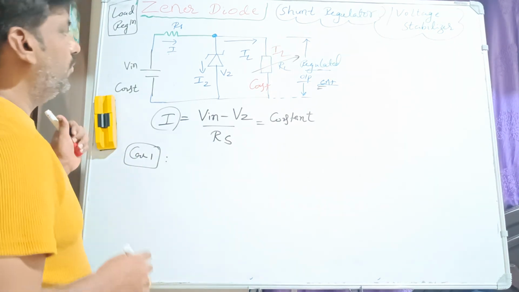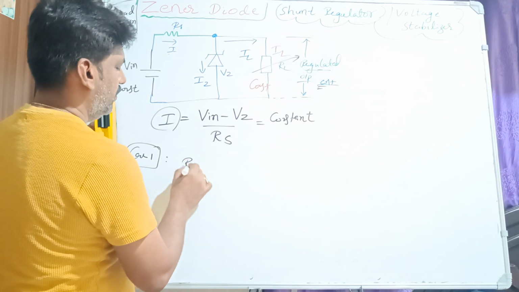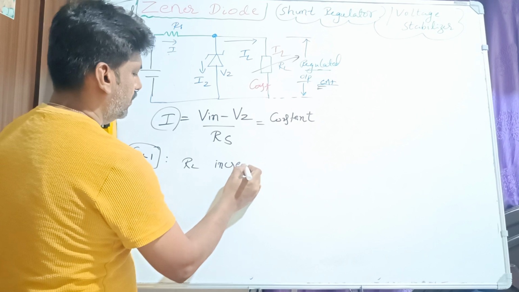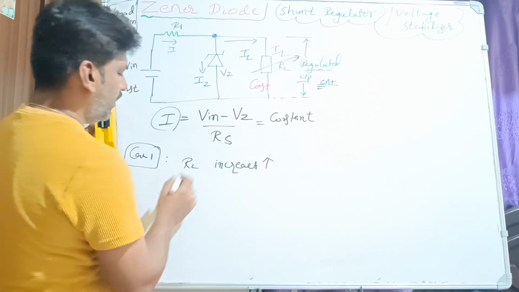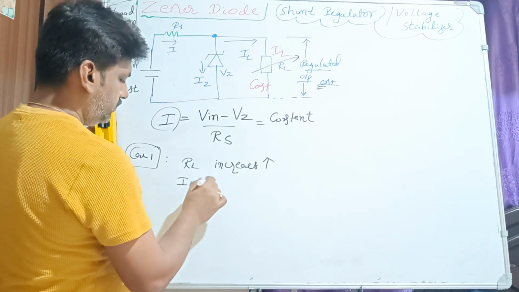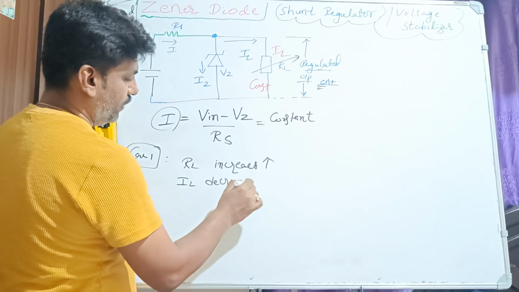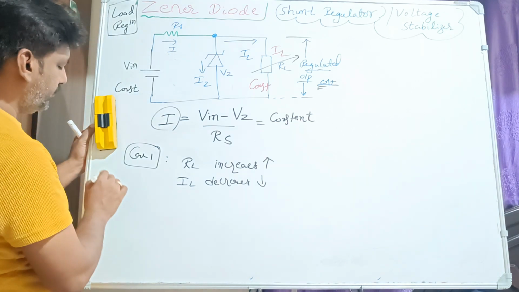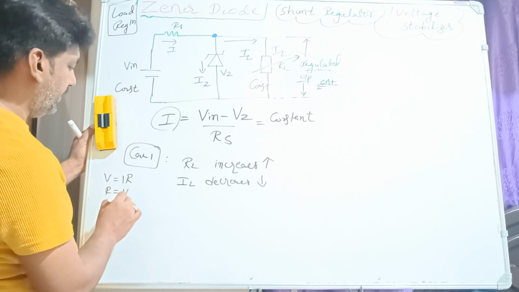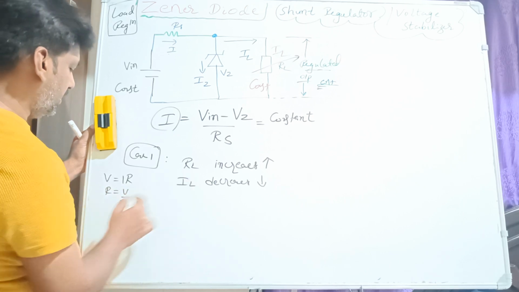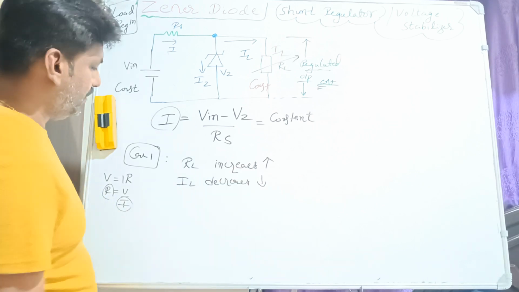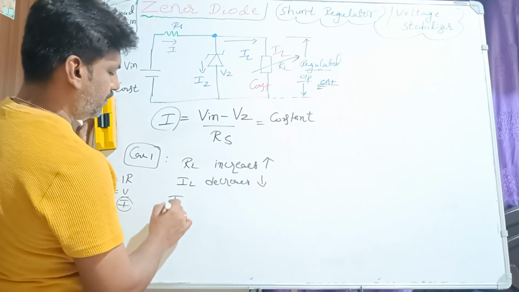Case number 1, we should see RL, because RL is varying. When RL increases, this is case number 1. When RL increases, what about IL? IL is decreasing. Why? Because we know that V is equal to I into R, so R is equal to V by I. Look at this, I and R are inversely proportional to each other. So if R increases, I decreases. IL decreases.